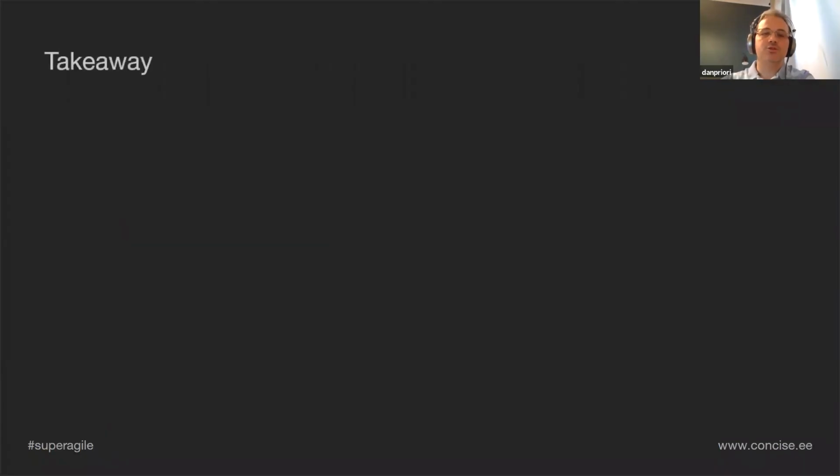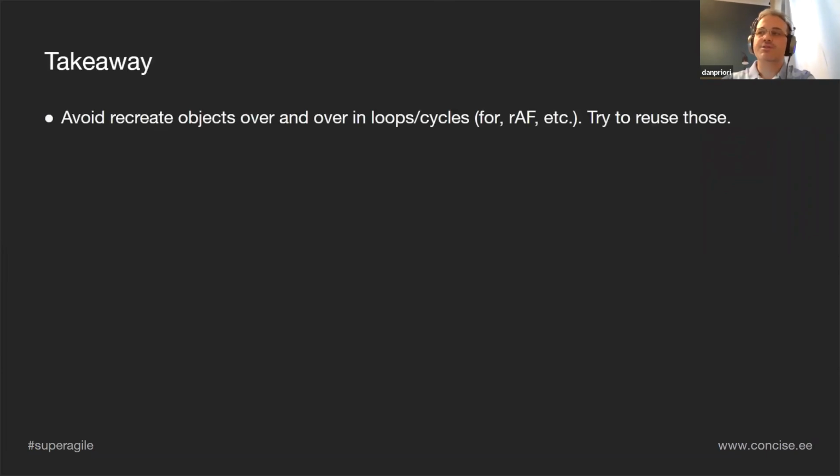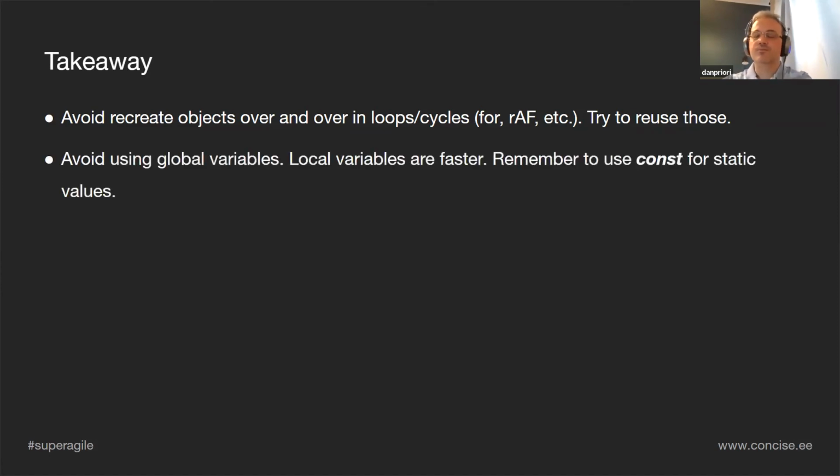So the conclusion. First, avoid creating objects over and over in loops, okay? In for loops, in requestAnimationFrame loops, in any kind of cycle that is called more than once. Otherwise, it will go through the parsing and compiling phase in the just-in-time engine over and over again, okay? Avoid using global variables.